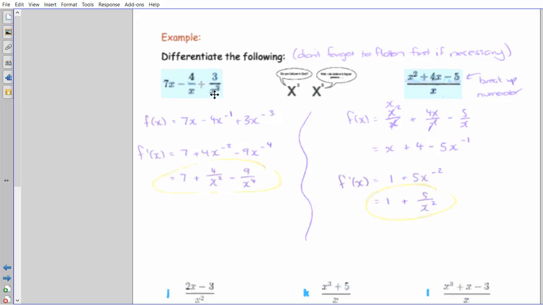4x to the negative 1. And a plus. This is x to the positive 3. So bring it up and make it x to the negative 3. So plus 3x to the negative 3. Congratulations, you have flattened the function.